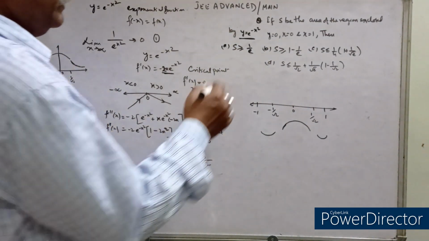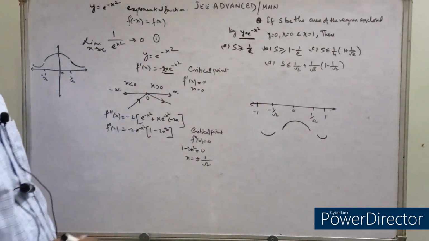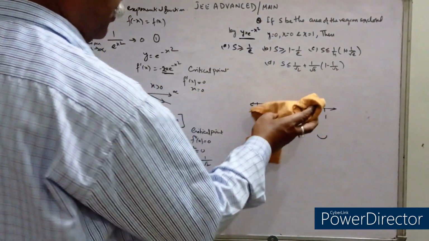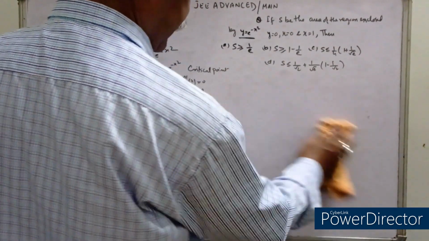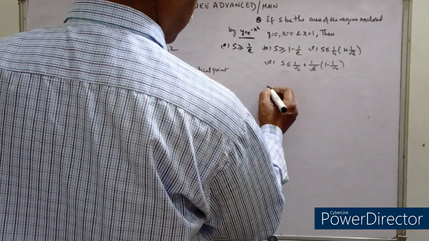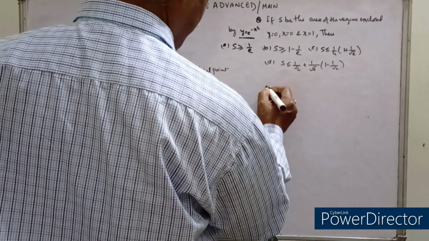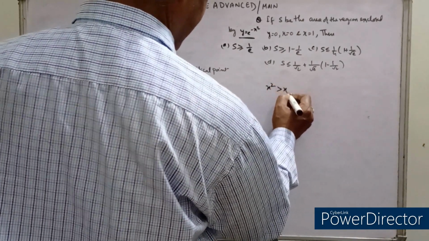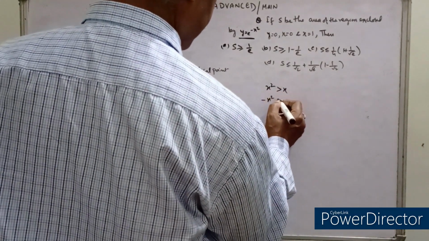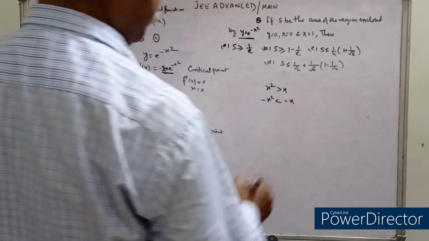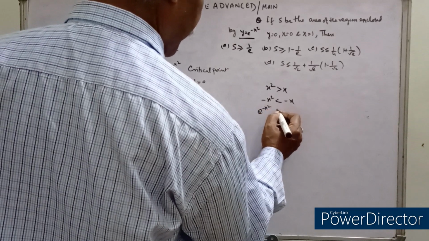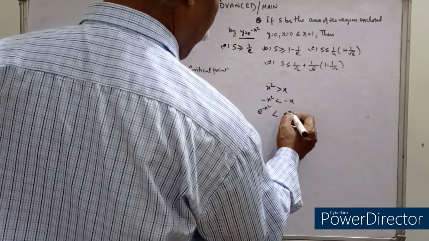Now you know that it is a little bit difficult to integrate it here. So let us take another procedure. We know that x square is greater than x. So minus x square will be less than minus x. So again, e to the power of minus x square will be less than e to the power of minus x.